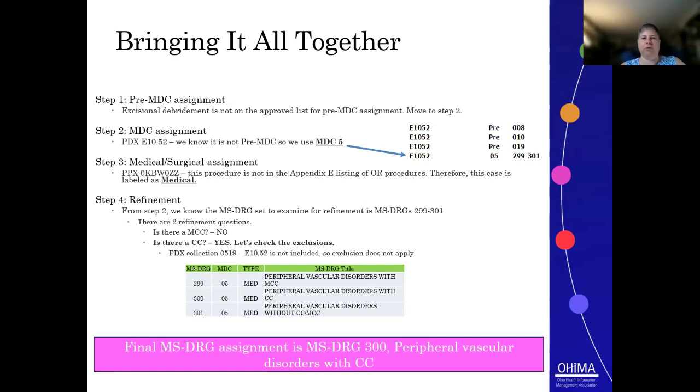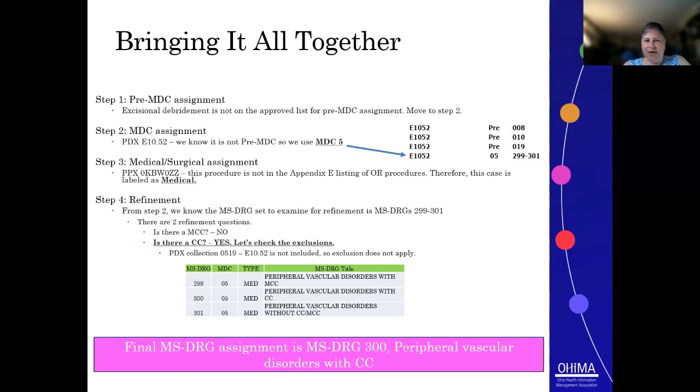And then we move to step 4, refinement. Okay, so in step 2, we know that our applicable MS-DRG base set is MS-DRGs 299 through 301. And there are 2 refinement questions. Is there an MCC? Nope, not in this case. Is there a CC? Yes, there is, but let's check the exclusions. So the principal diagnosis collection is 519, and code E10.52 is not included, so no exclusion applies.